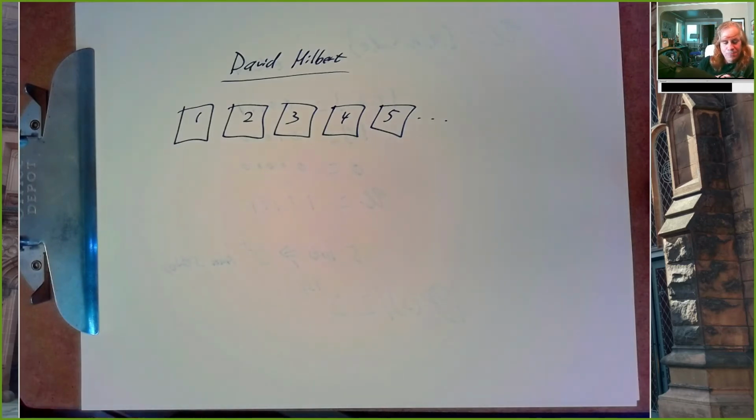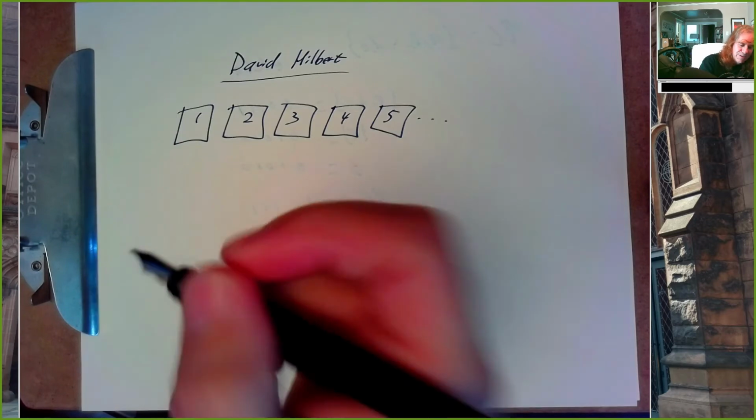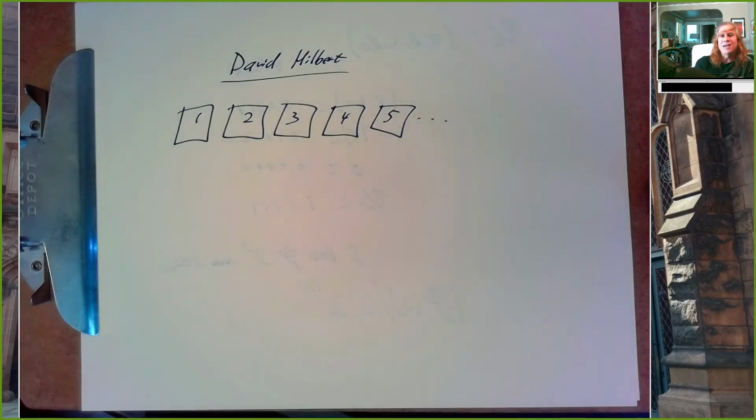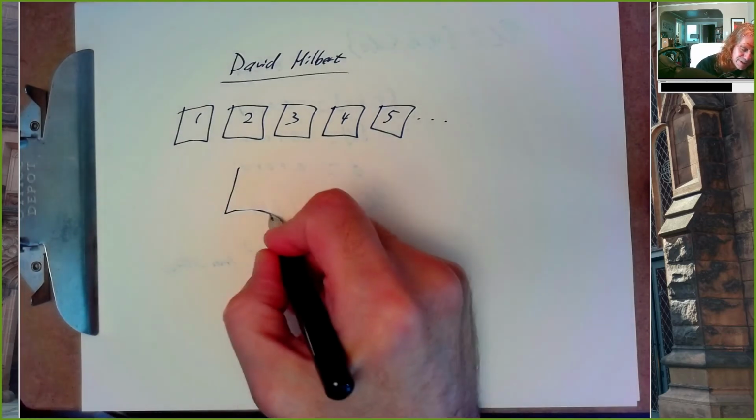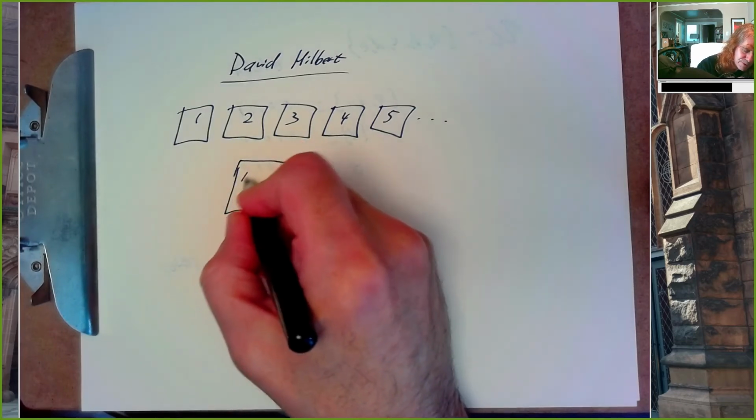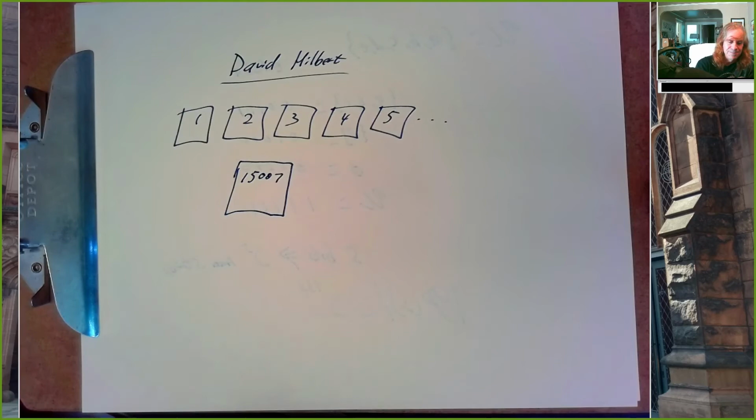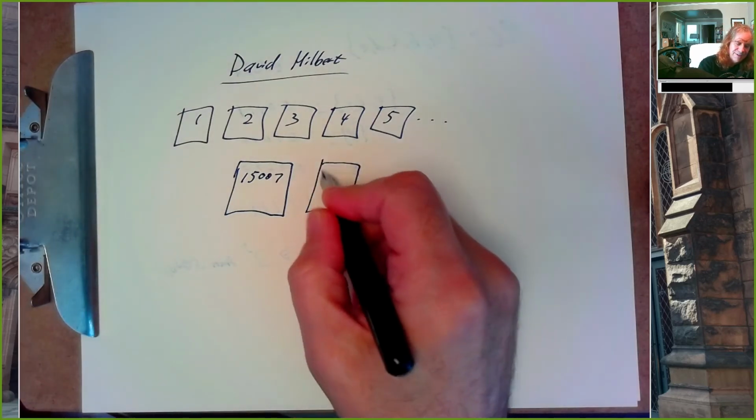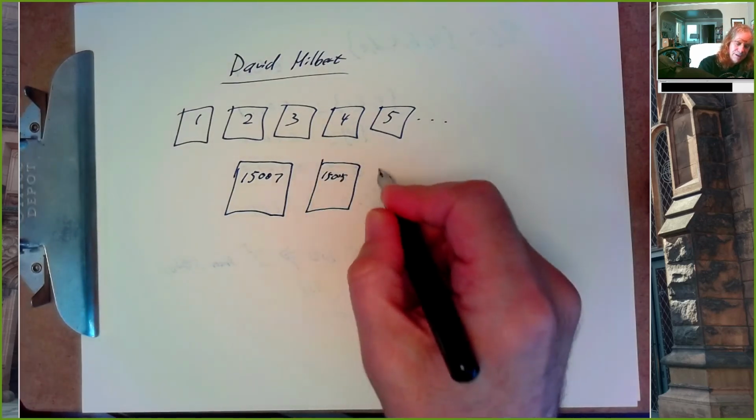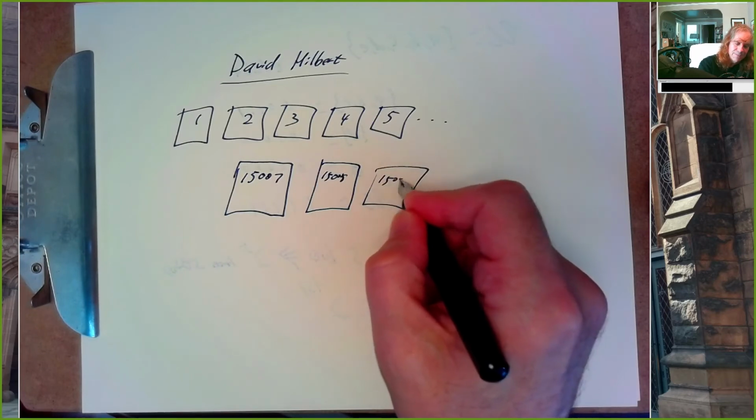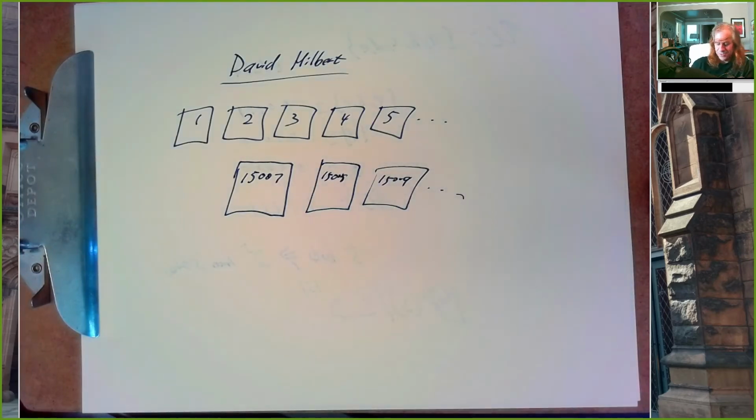When we say there's an infinite number of rooms, here's what we mean. If you think of any integer, you know, 15,007, somewhere there's a room 15,007, and there's rooms to the right of that. And in fact, there's an infinite number of rooms to the right of that. Okay, so that's what we mean by an infinite number of rooms.